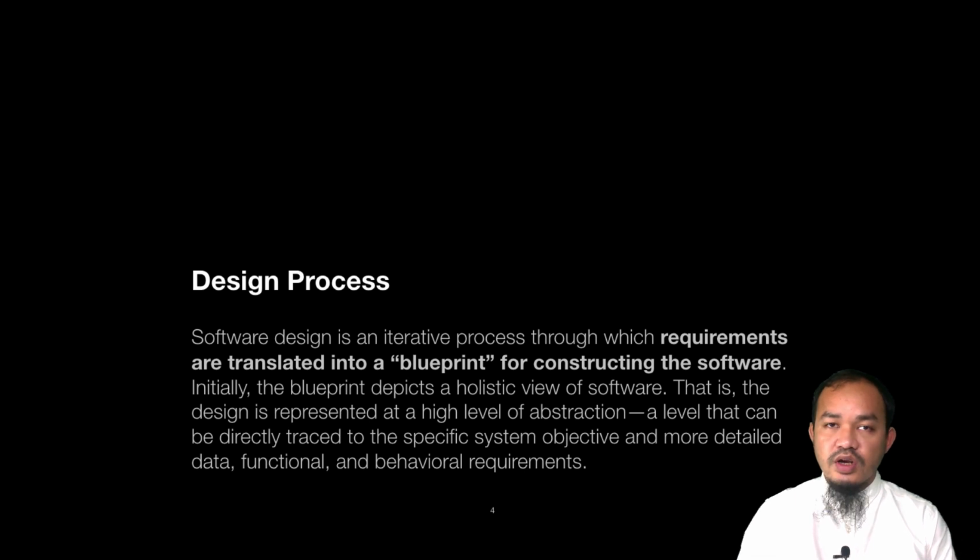For example, a blueprint of a house, right? We can take the blueprint of a house and create several objects of house, such as a house itself. That abstraction can be used to specify the data, functional, and behavioral requirements. This is the designing process. The main point of the designing process is to translate the requirement into a blueprint for creating software.